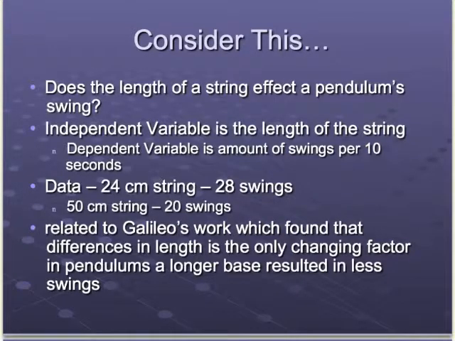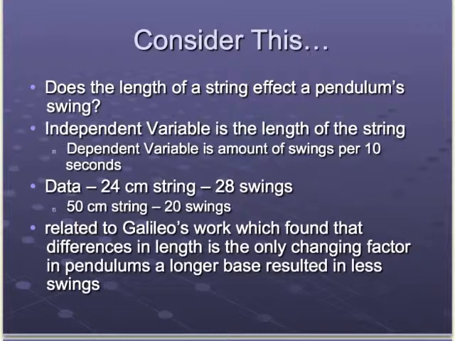Okay, so in order to get started with all of this, we need to have an experiment that we're working with. So let's take a look at this basic experiment. Does the length of the string affect a pendulum swing? The independent variable is the length of the string, and the dependent variable, what we're measuring, is the number of swings per 10 seconds. We have collected data, listed right here: the 24 centimeter string swung 28 times and the 50 centimeter string swung 20 times.